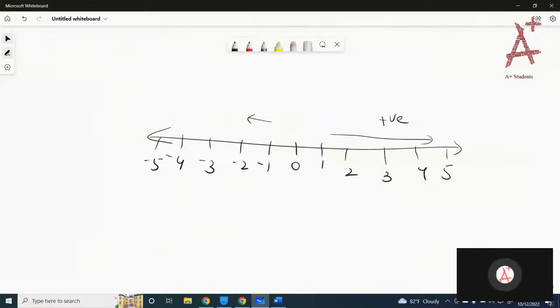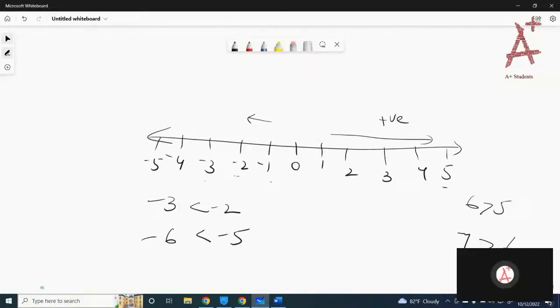On the positive side, each next number is greater than the previous one. Like in counting, right after 5, you have 6. So 6 is greater than 5, isn't it? Then you have 7. 7 is greater than 6. But on this side, as you are moving far from 0, the numbers are getting smaller and smaller. Like negative 2 is less than negative 1. Then you have negative 3. Negative 3 is less than negative 2. Now the next number right after negative 5 is negative 6. So negative 6 is less than negative 5.